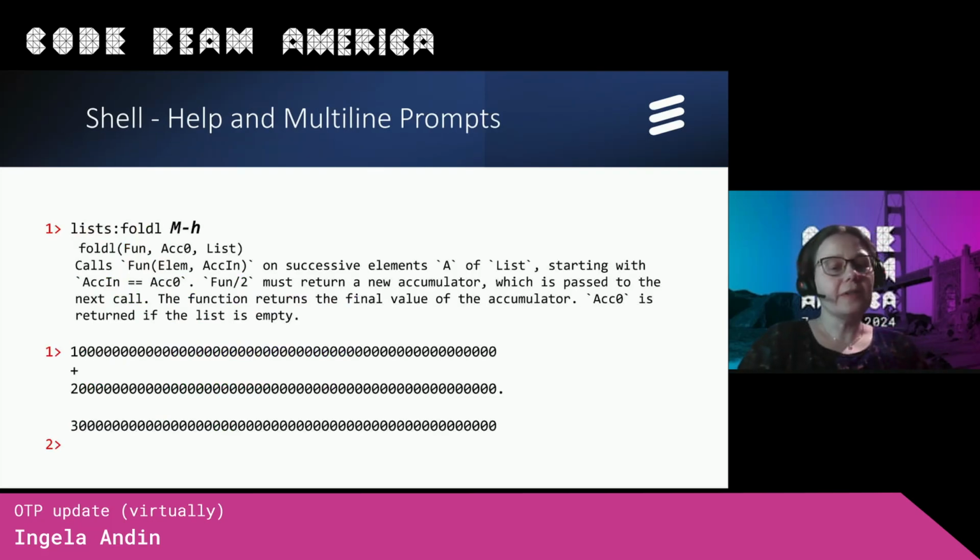But that is not all. We have also made the help more accessible in the shell. So you can now type, for instance, list:fold_l and then hit meta H, and you will get the documentation for list:fold_l. And you can, of course, use the arrows to navigate up and down in the documentation if it's lengthy. And as the second example here shows, we now also support multi-line prompts.